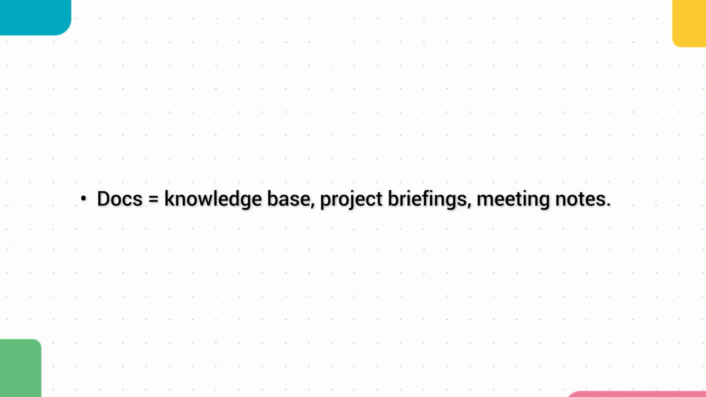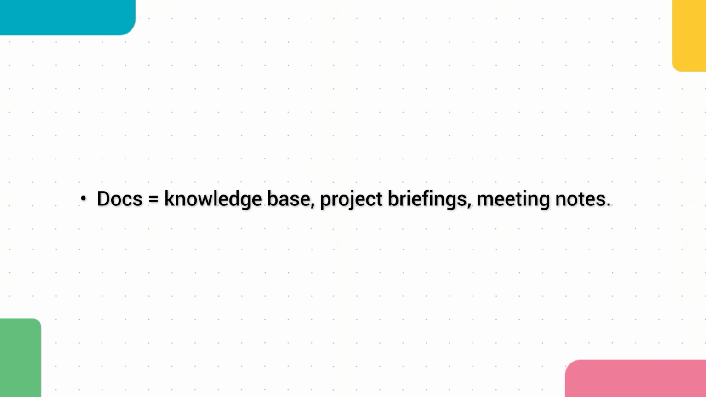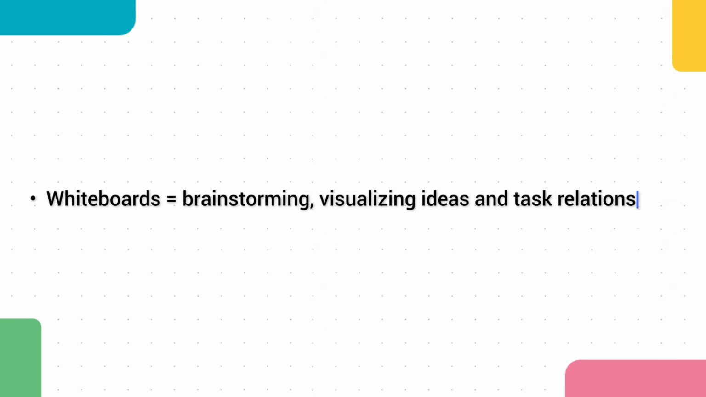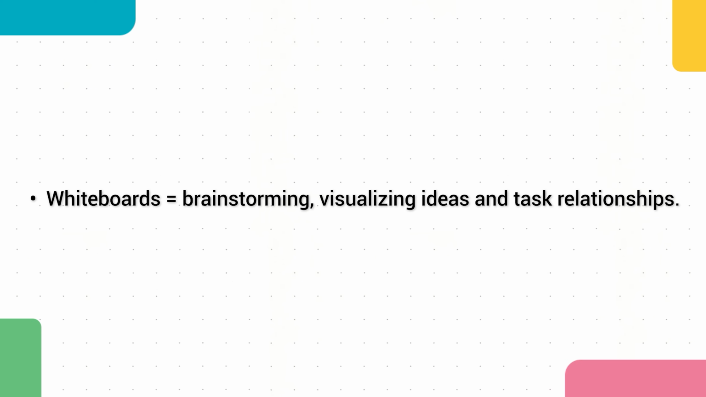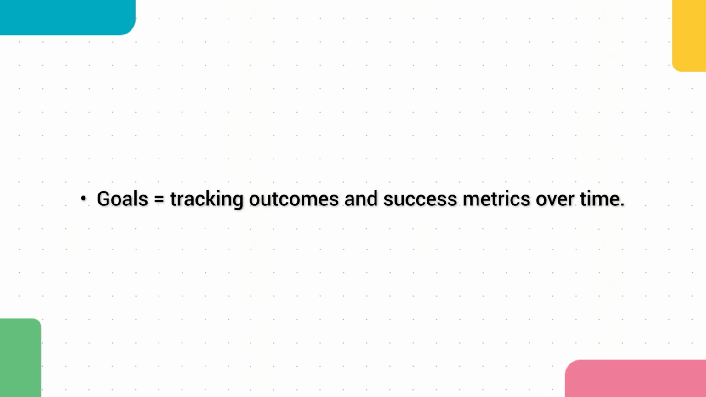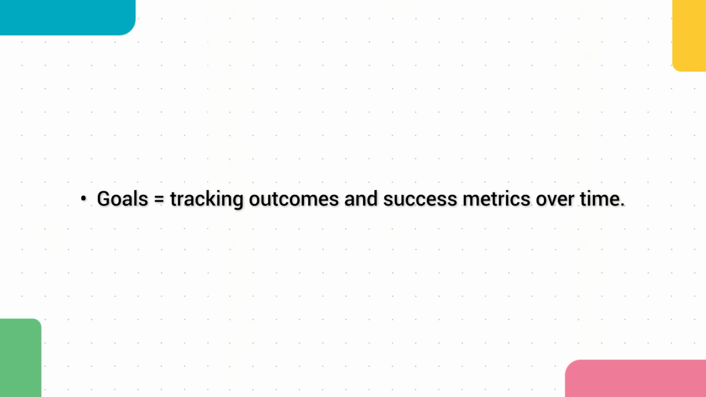Docs. All right, so we've covered docs earlier, but just to tie it in, think of docs, whiteboards, and goals as your high-level planning toolkit complementing tasks. Docs are for the knowledge base, project briefings, and meeting notes. Whiteboards are for brainstorming, visualizing ideas, and task relationships. Goals are for tracking outcomes and success metrics over time.